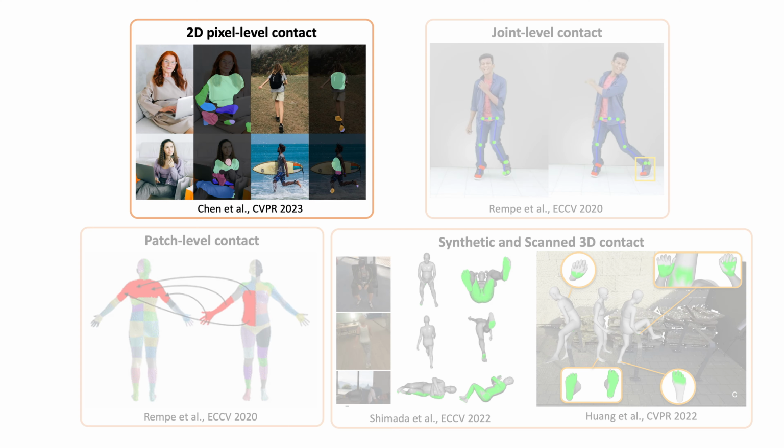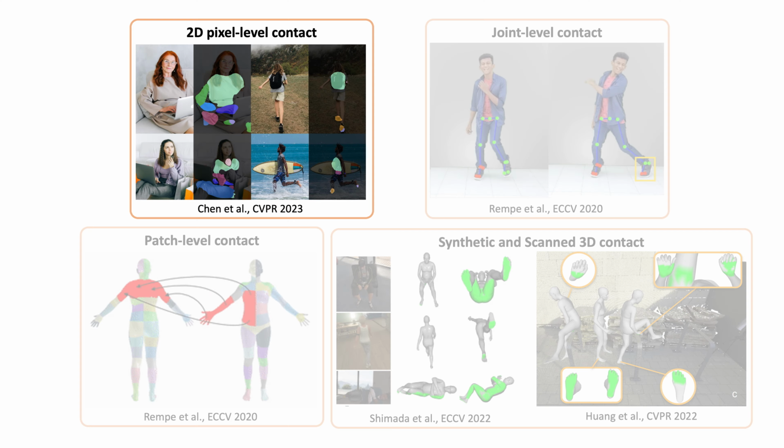To estimate human contact, existing methods either focus on 2D contact, consider body joints rather than the body surface, use coarse 3D body regions, or require synthetic or scanned data that do not generalize to in-the-wild images. We go beyond prior work to estimate 3D human-scene and human-object contact across the full body directly from in-the-wild images. To this end, we make two contributions.